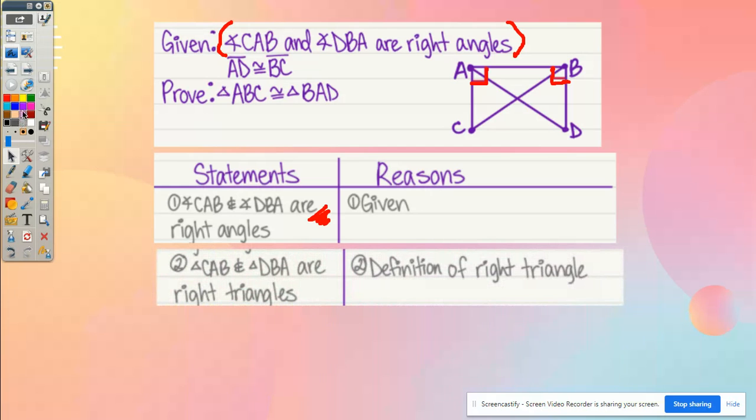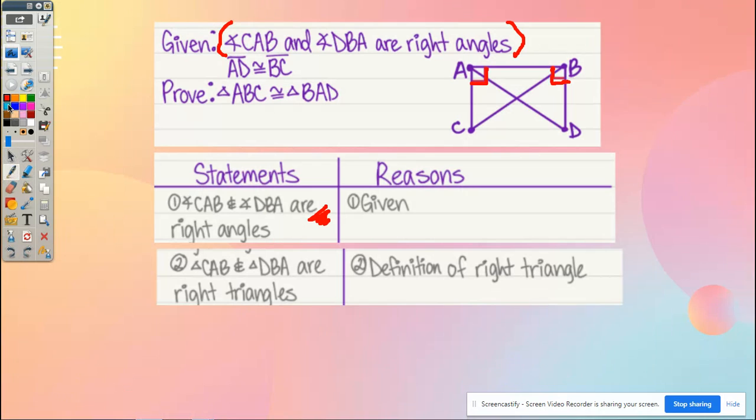Next, based on step 1, we can now do step 2. Once I say right angles, that means you can graduate to saying that the triangles that contain those right angles are right triangles. So I will say it again. Once you have right angles, you can graduate and say that the triangles are right triangles. And the reason for it would be definition of a right triangle.